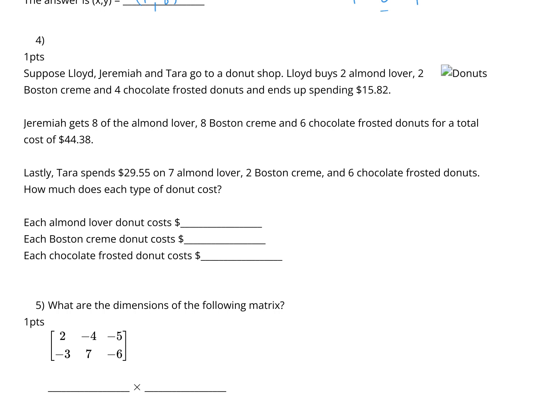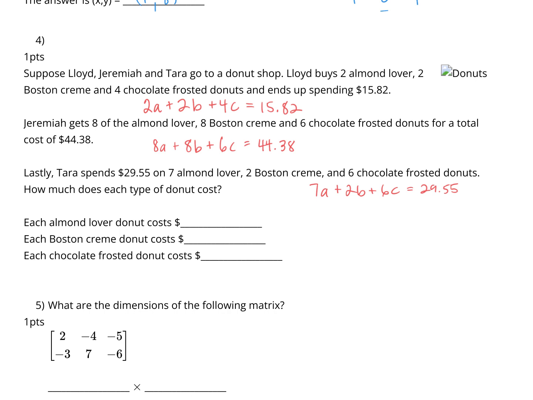So let's do that. So 2 almond lover, so 2A, plus 2 Boston cream, so 2B, and 4 chocolate, so 4C, is equal to 15.82. So that's Lloyd's equation. And then Jeremiah's equation would be 8A plus 8B plus 6C is equal to 44.38. And then Tara's equation would be 7A plus 2B plus 6C is equal to 29.55.